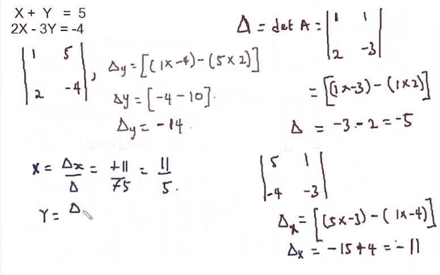Now to get our Y value, I'll use the same idea. Y is delta Y divided by delta. Delta Y from our solution was minus 14, divided by delta, which is minus 5. The negative cancels out the negative to give us 14 over 5. So that's our solution using Cramer's rule.